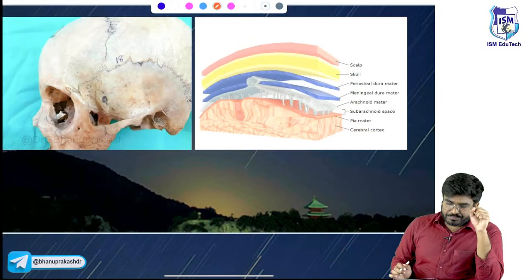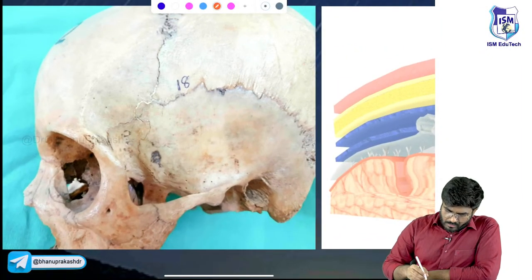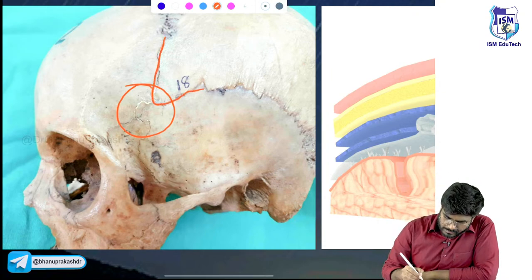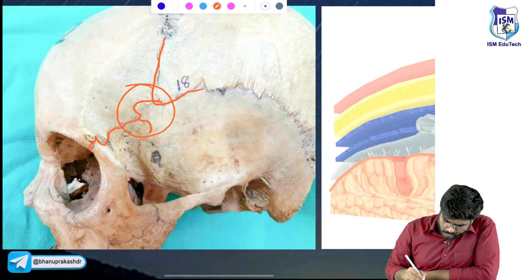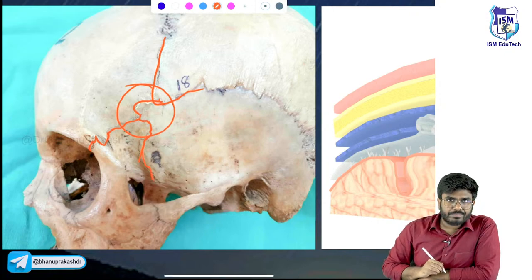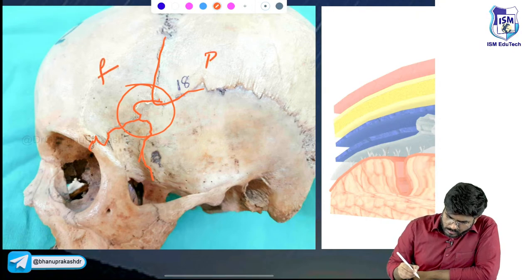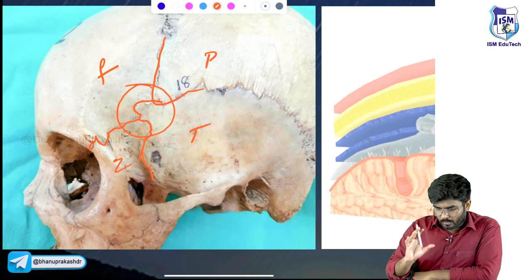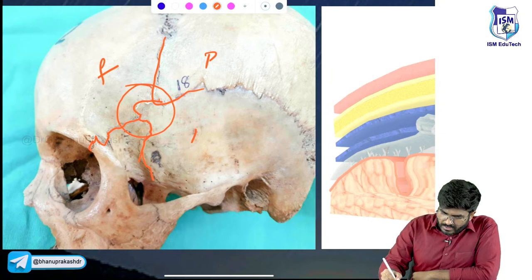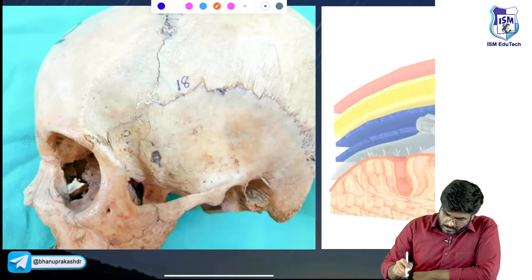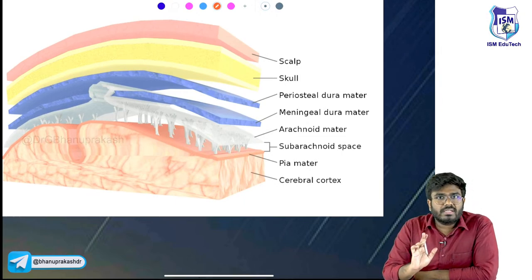So, having said that, without any further delay, now look at this. This is the skull which I'm showing you. What is this area? This is the weak area in the skull, where four bones are meeting: the frontal bone, parietal bone, temporal bone, and zygomatic bone. These four bones meet at one single point. This point is called the pterion. Just remember that one point, it's called the pterion.